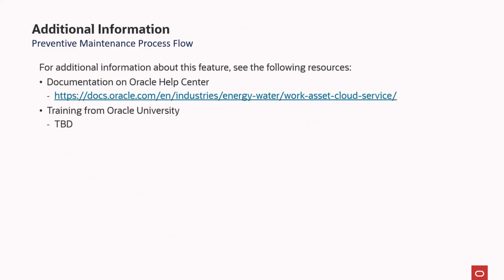For additional information about the Preventive Maintenance Process Flow and its functionality, see the Work and Asset Cloud Service documentation on Oracle Help Center, which is available at docs.oracle.com. The current content of the training available within the Oracle Utilities WAM and WAX Certification Learning Path that you can access on Oracle University at education.oracle.com does not cover this content. That training is based on a prior release.